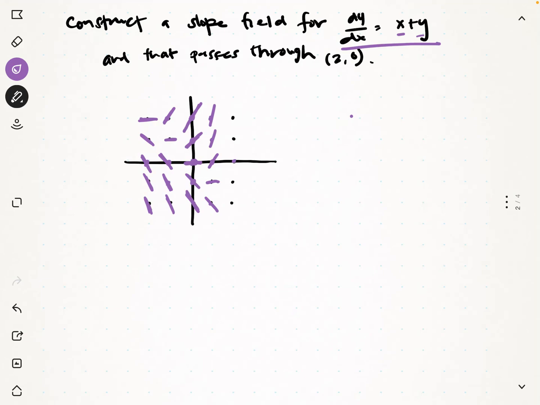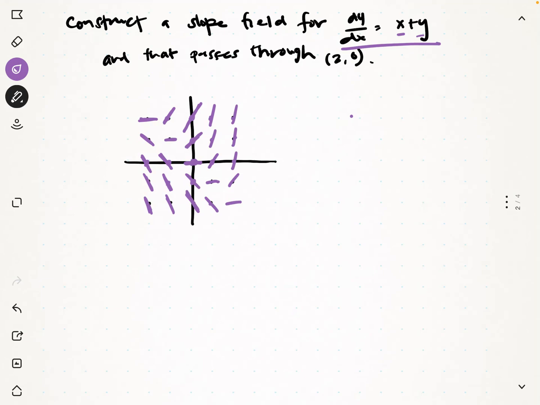Okay, and then the last column here. This one's going to be 2, 0 for the last one. This one is going to be 2, 1, a little bit steeper. And this is going to be 2, 2, so that's slope 4. And then this one here is going to be 2, negative 1, which is slope 1. And then slope 0 there because that's 2, negative 2, which is 0.